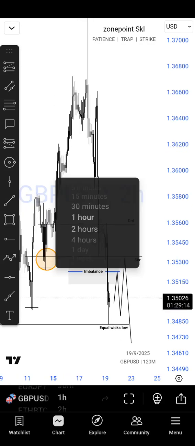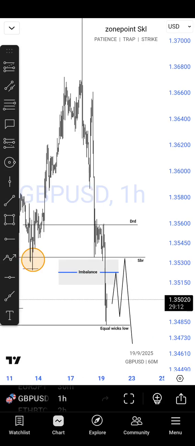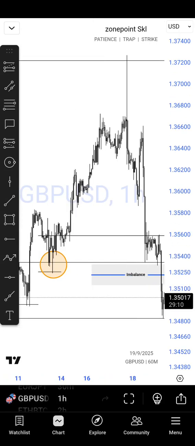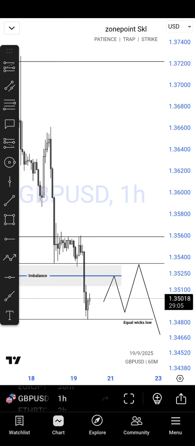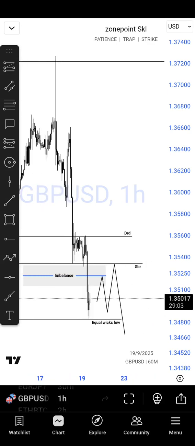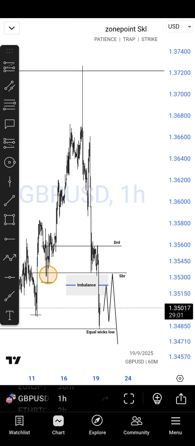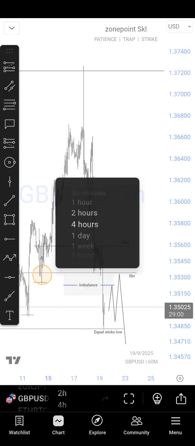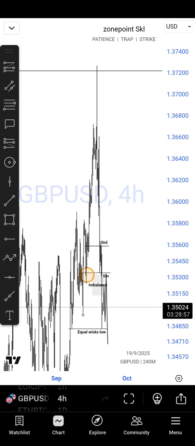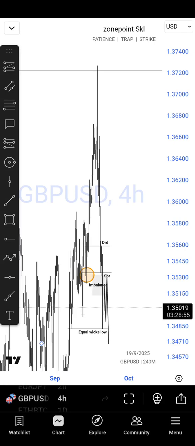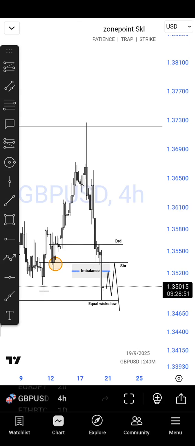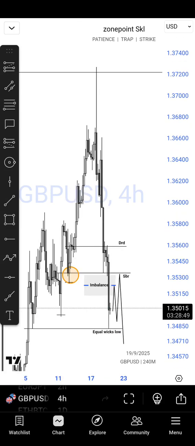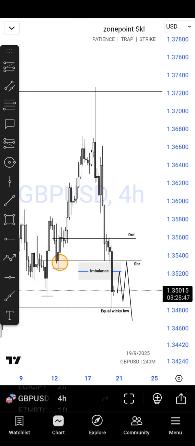Let's check on 1 hour also. Just need to check on those time frames thoroughly and generally. You can see this 1 hour too, so we have that imbalance. So let's see how price goes. But typically this is what we'll be expecting, because the market is bearish right from the weekly.